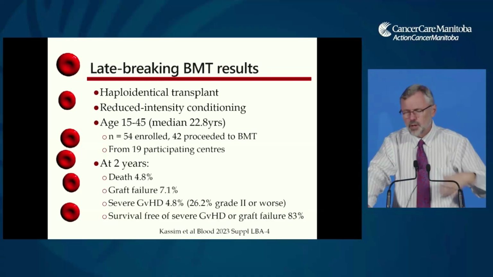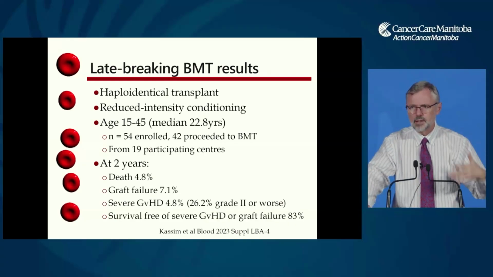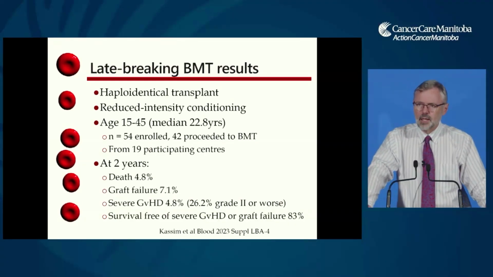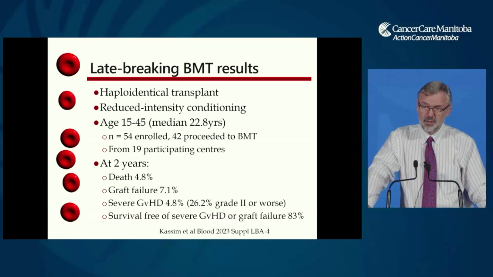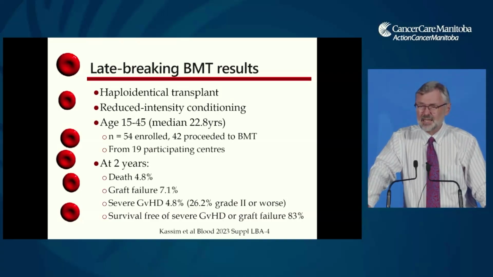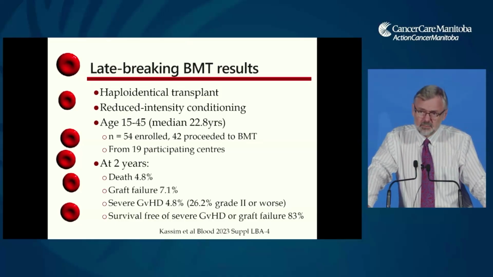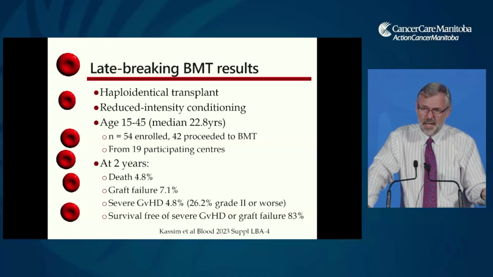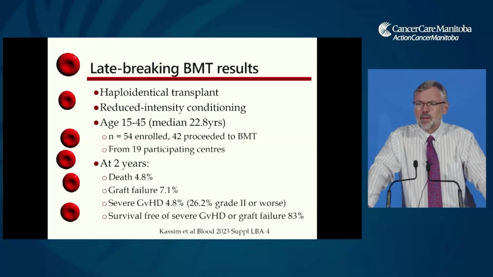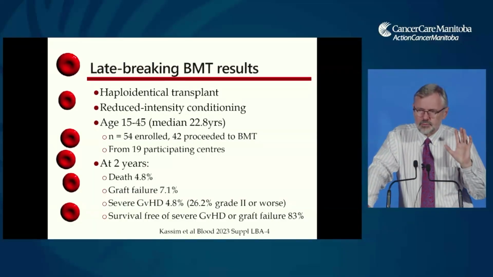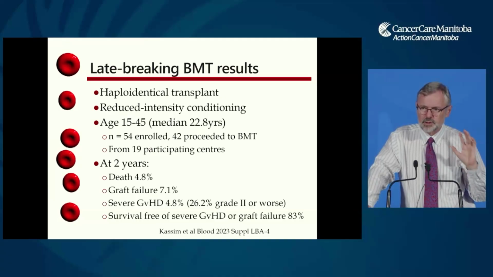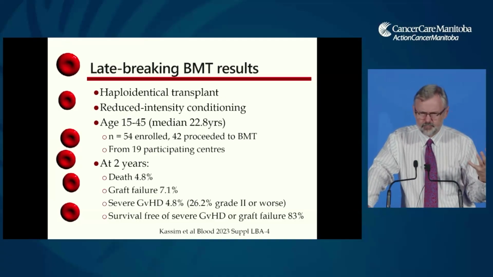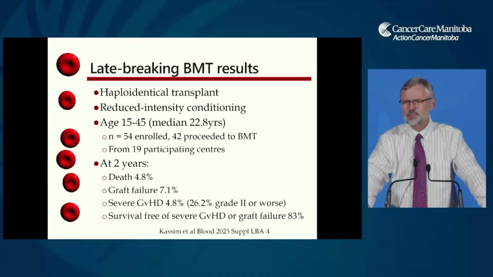And they came up with a protocol using haploidentical donor transplant. And so the results are pretty good. About 1 in 20 died. About 7% had the graft failed, so the procedure was a failure. About 1 in 20 had this bad graft versus host disease. But 83% of people survived without severe graft versus host disease or graft failure. So pretty good, but still some risk.